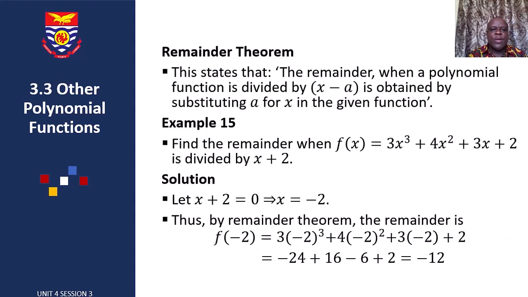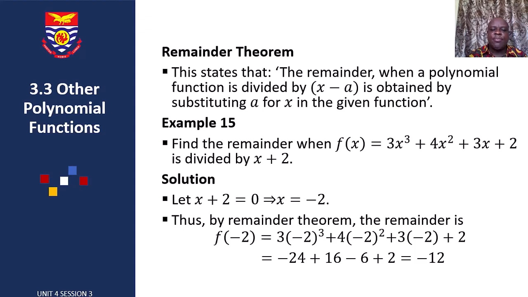Let's look at what the remainder theorem says. It states that the remainder, when a polynomial function is divided by x minus a, is obtained by substituting a for x in the given function. Let's look at an example. Find the remainder when f of x is equal to 3x cubed plus 4x squared plus 3x plus 2 is divided by x plus 2.